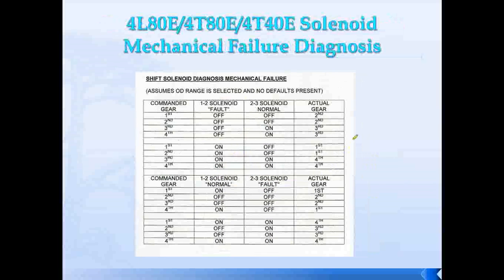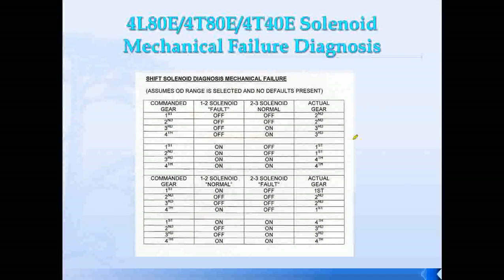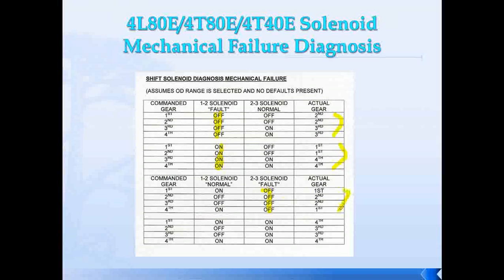Now the same thing is going to be true of the 80 series transmissions. So we're looking at a 4L80E, 4T80E, and of course the 4T40E has the same sequencing that the 80s do. So if we stick the 1-2 solenoid in the off position right here, you're going to be missing, in this instance, first and fourth gear. If we stick the solenoid in the on position, you're going to be missing second and third gear. If we stick the 2-3 solenoid in the off position, we're going to be missing third and fourth gear.